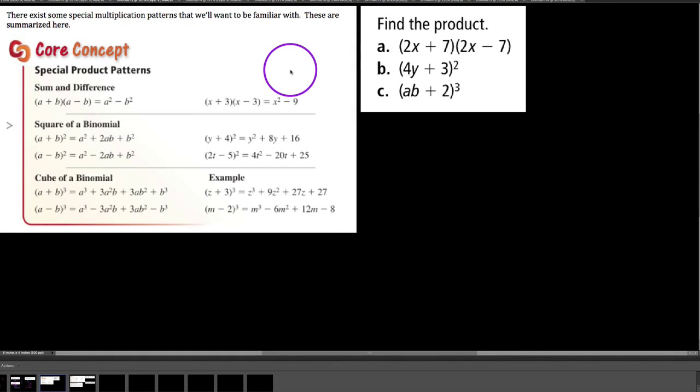Okay, YouTube, in our last video we focused on how to multiply polynomial functions, and that is kind of like what you see over here, these products that you see here. We want to find, say, 2x plus 7 times 2x minus 7. We should be able to do this.